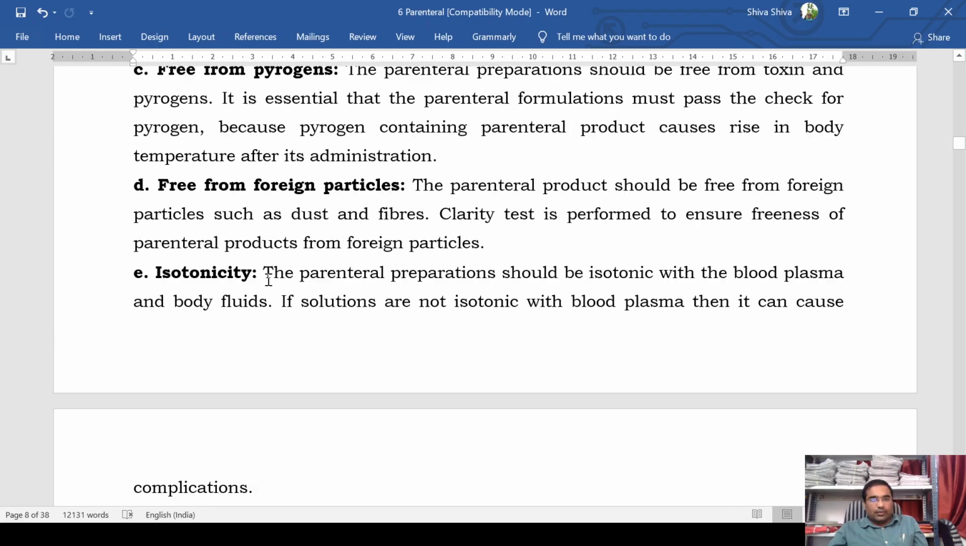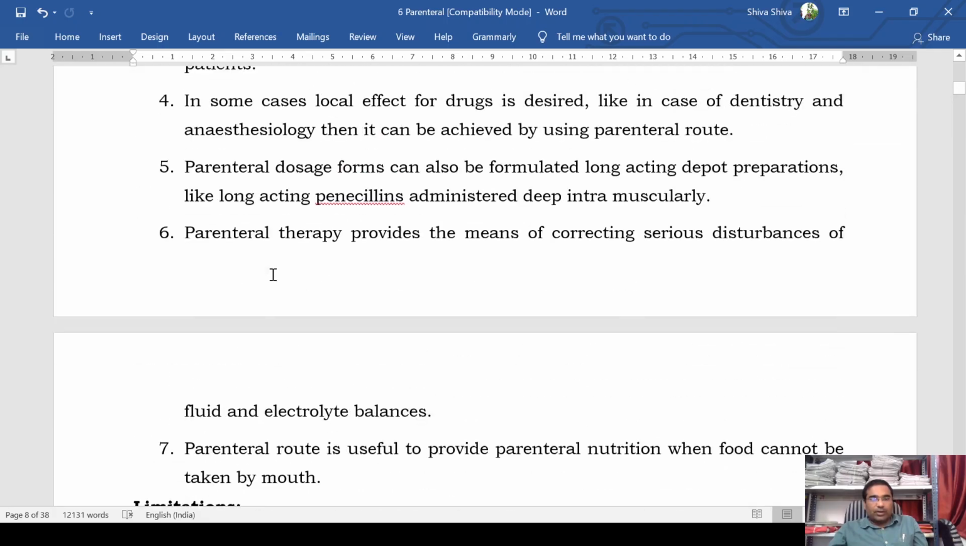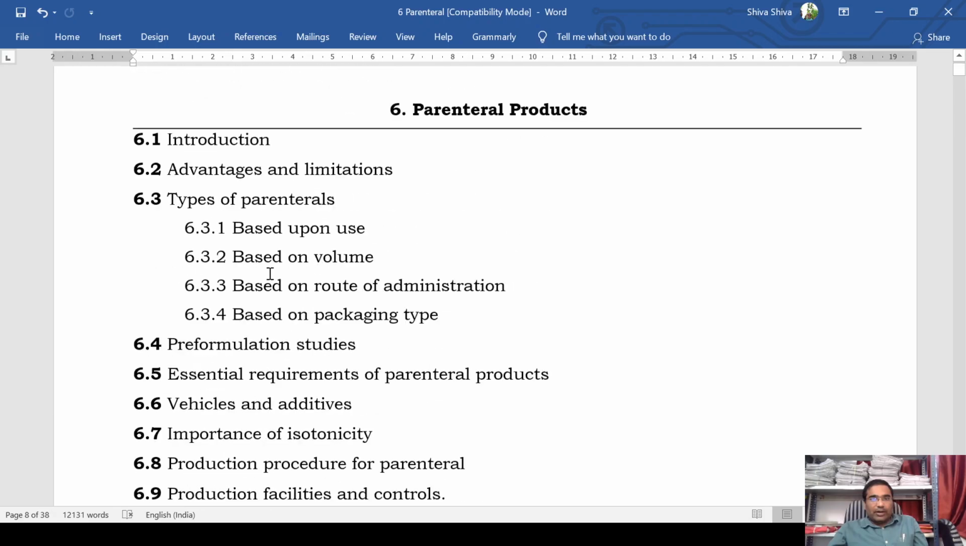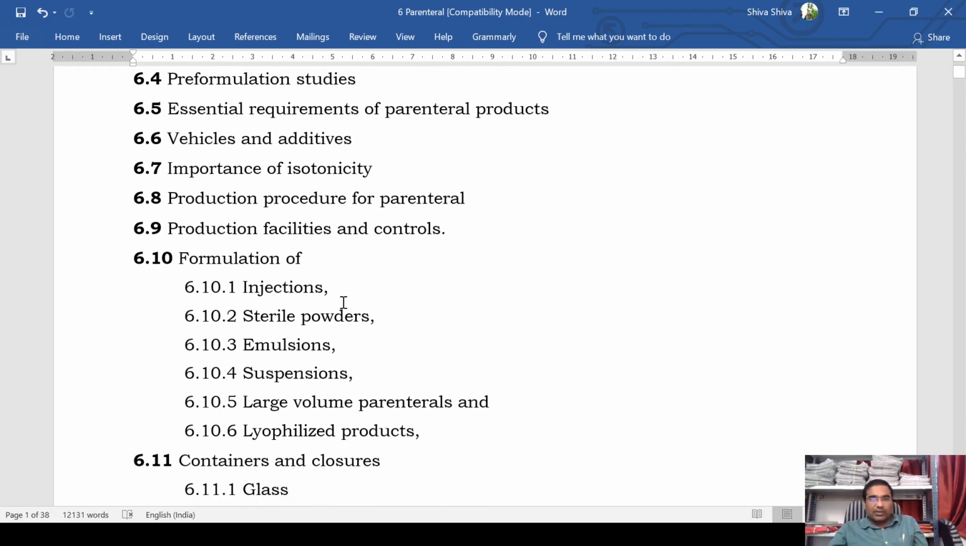So this was about today's lecture. We have seen the different introductory parts of parenteral products. We will see vehicles and additives and other parts in the next lecture.